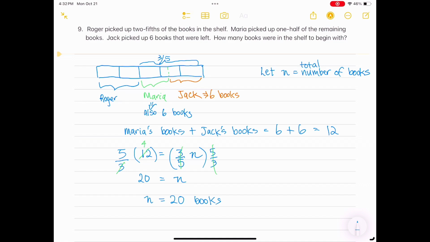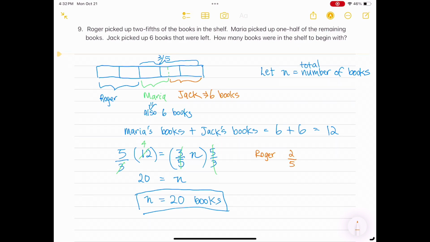Now I am ready to check my solution on the side. Or in real life, I would use scratch paper. So I refer back to the problem. Roger picked up 2/5 of the books in the shelf. How many books is that? That would be 2/5 of 20, or 2/5 times 20.